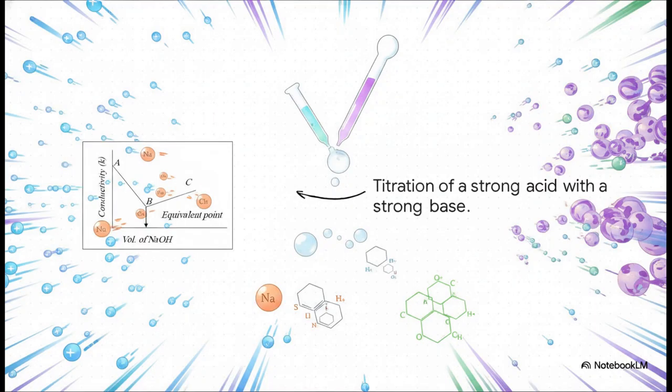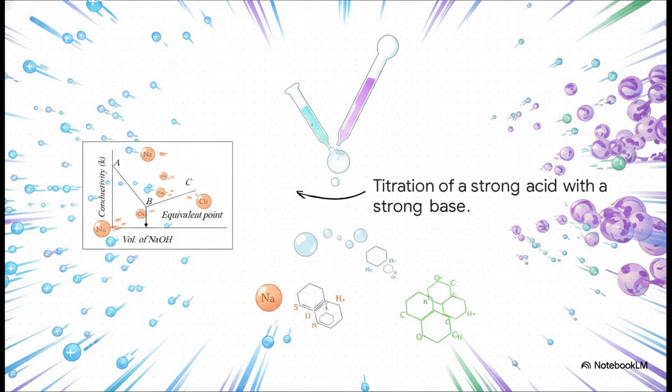If we look at the titration curve of a strong acid, like hydrochloric acid, being neutralized by a strong base, like sodium hydroxide, we get this very distinct V shape. We start way up high because the acid is just packed with exceptionally fast, highly mobile hydrogen ions.